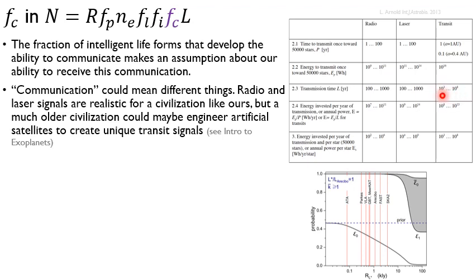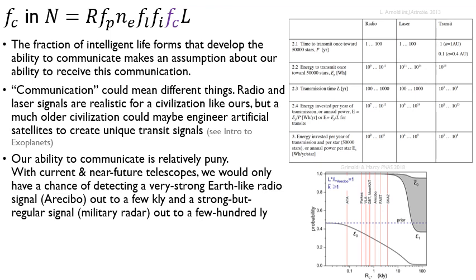Your artificial satellite would exist for thousands or even tens of millions of years, as opposed to if you construct a really strong radio transmitter, what's its lifetime going to be? A century, a few centuries, not that long. And so the point here is that communication can be defined lots of different ways. So our communication is relatively puny, right?